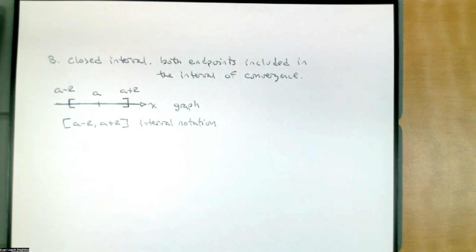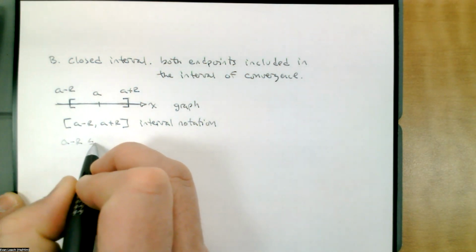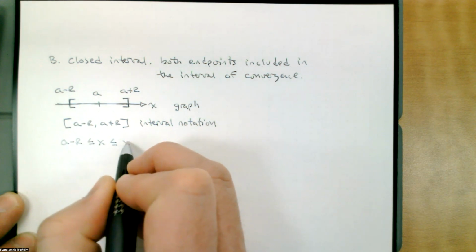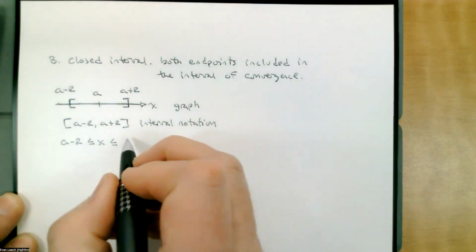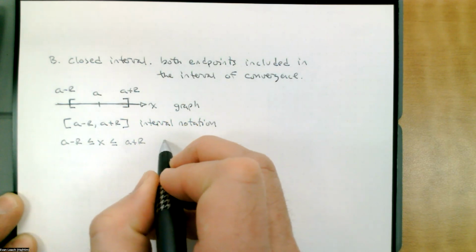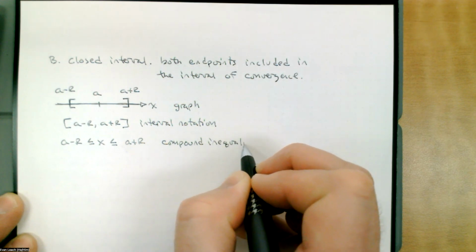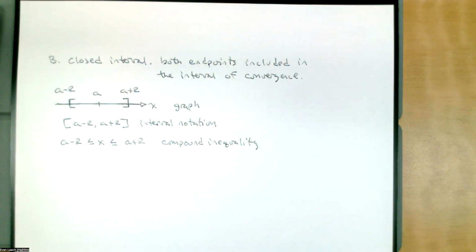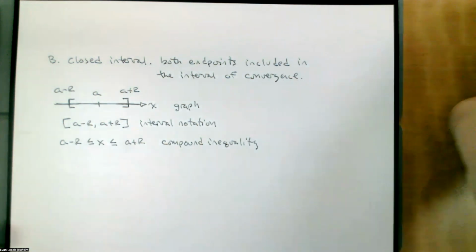We could write it as a compound inequality, where we'll use the symbol less than or equal to. So I'll have A minus R is less than or equal to x is less than or equal to A plus R. And like with our open interval, since both of the endpoints are included, the two endpoints are doing the same thing. The two inequalities in the compound inequality are the same. We can summarize with an absolute value inequality.